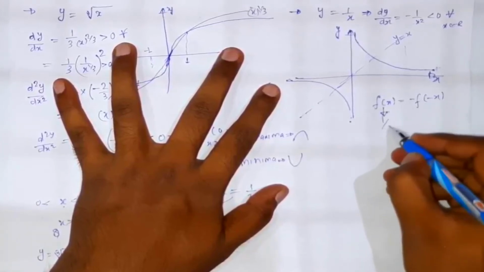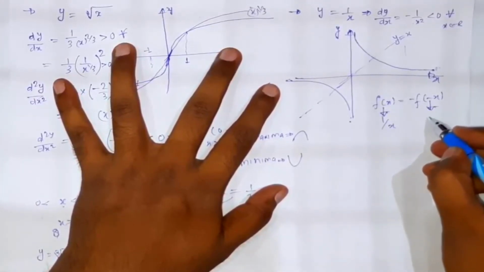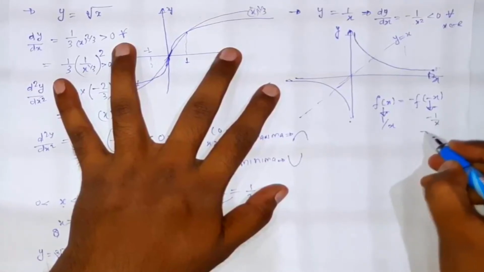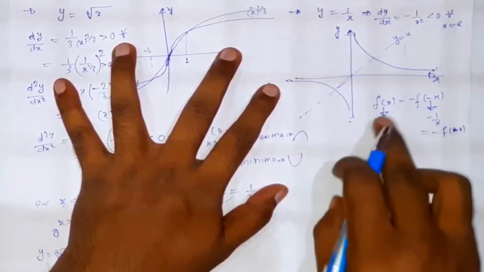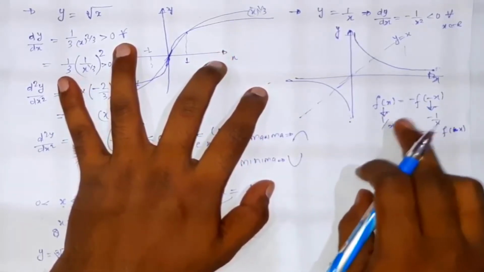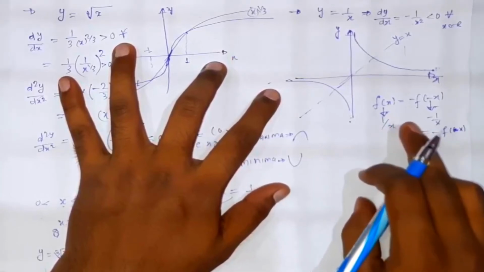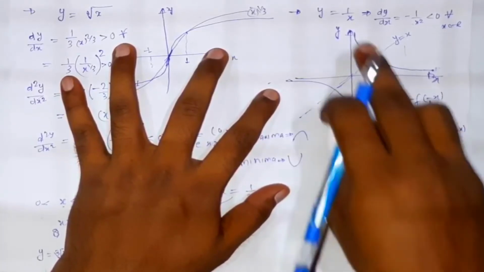f(x) = 1/x, this will be -1/x, that is -f(-x). So this condition is satisfied, and again we can say this is an odd function. We know that if a function is odd, then that function will be reverse symmetrical about the y-axis.